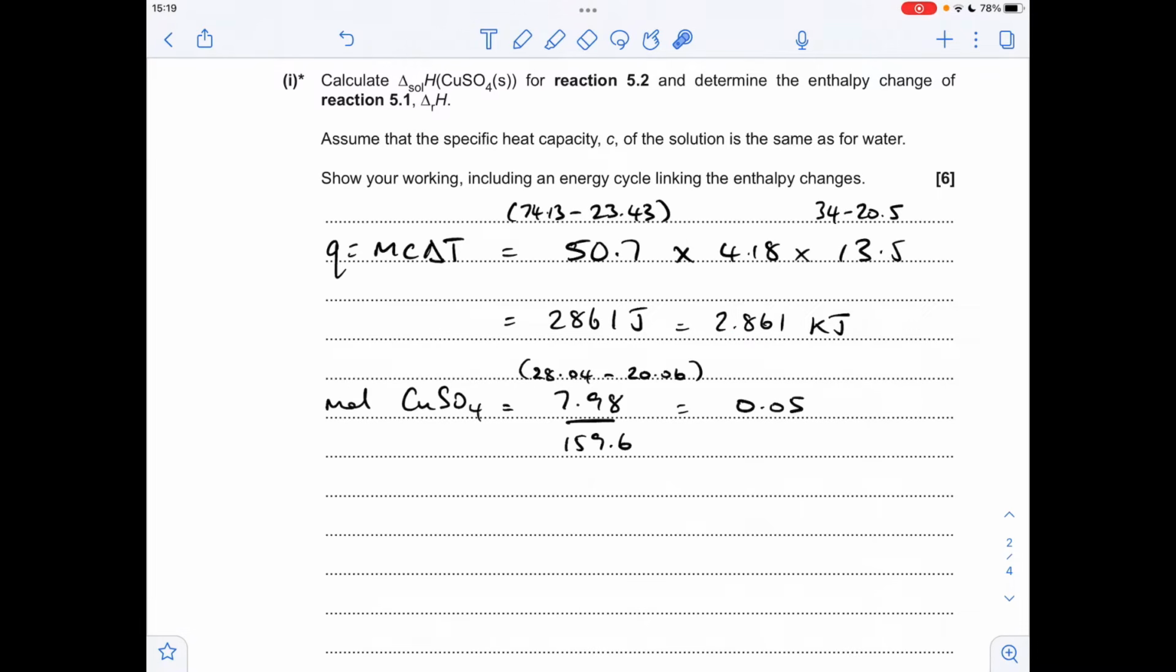Next thing we do is work out how many moles of copper sulfate were involved in the reaction. So mass over MR. The mass is the difference between those two numbers, and that comes out at 0.05 moles. So the enthalpy change of solution is the enthalpy change per mole. So we divide the kilojoules by the moles, which gives minus, it's exothermic remember, the temperature of the solution went up, so minus 57.22 kilojoules per mole.